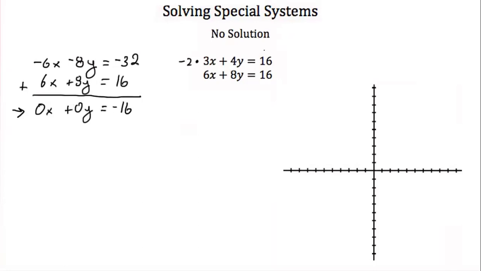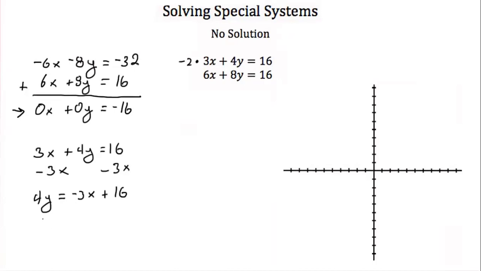Well, to graph them, I'm first going to rewrite both of these in slope-intercept form. So the first one, 3x plus 4y equal to 16. I'm going to move the 3x over by subtracting 3x from both sides. We'll get 4y is equal to negative 3x plus 16. Divide everything by 4. We'll get y is equal to negative 3/4 x plus 4.